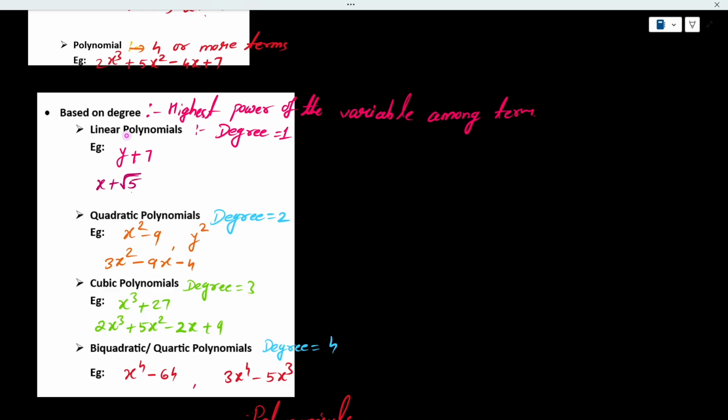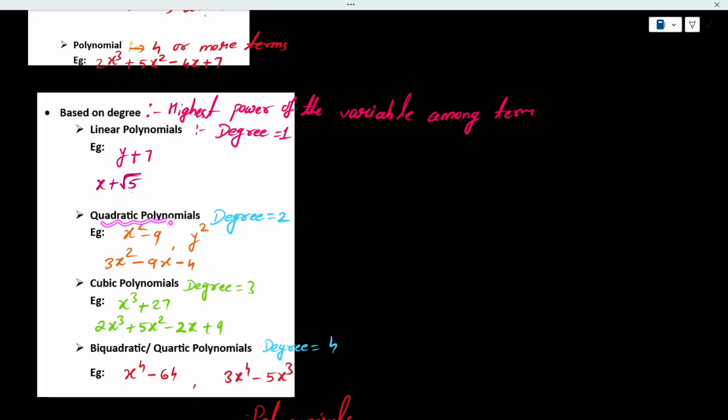Here in the example you can see y to the power 1, right? There are two terms, the number of terms can be anything, but the degree is always going to be 1, right? Here also the second term is an irrational number, but if you see the power of x, there is no power written, so it is 1. So the highest power is 1, that's why it's a linear polynomial.